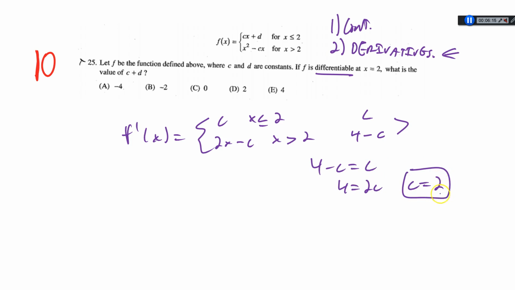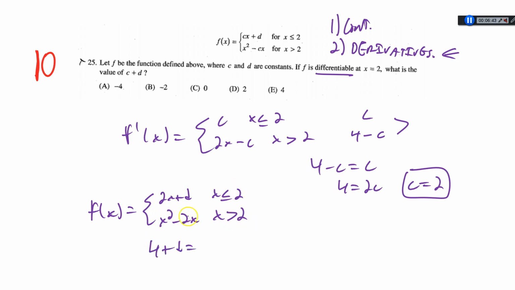Now that we have c, we can find d by plugging 2 into the original function, because it's got to be continuous. When I plug 2 into both of them, they have to give me the same y value. So we know c is 2. So right now we have f of x is 2x plus d, x less than or equal to 2. And it's x squared minus 2x when x is greater than 2. So now we'll plug 2 into both of them and set them equal. That's it. So 4 plus d has got to be equal to 4 minus 4. That is 0. So d is negative 4.